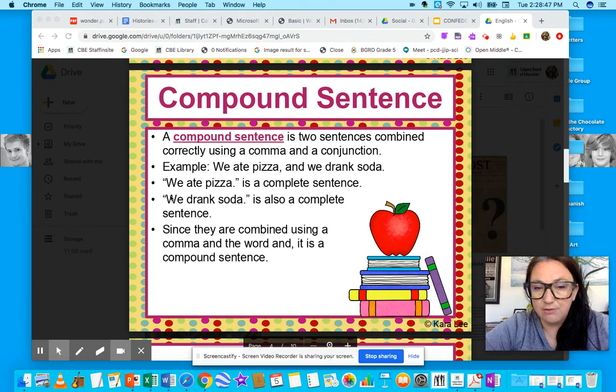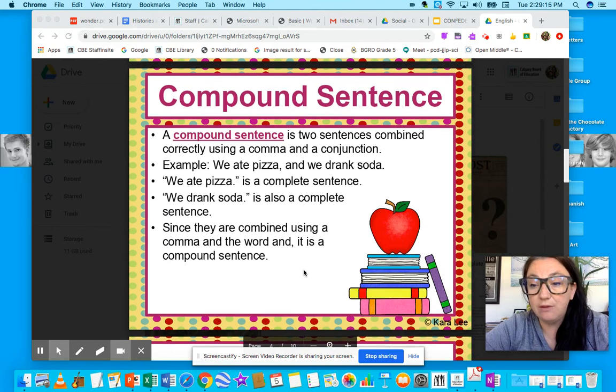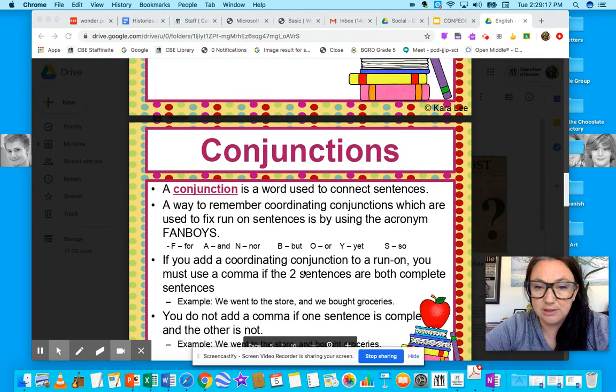So we have the subject, which is we, and also a noun here, and the action verb, the predicate, ate and drank. So those are 2 complete sentences, but you can join complete sentences with a comma. Since they are combined using a comma and the word and, it is a compound sentence, meaning that there's a conjunction, and, bringing those 2 sentences together. So you can have compound sentences that are correct.